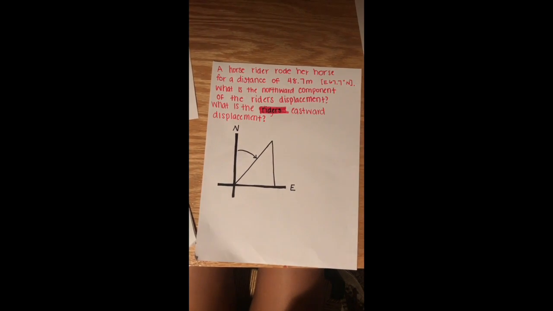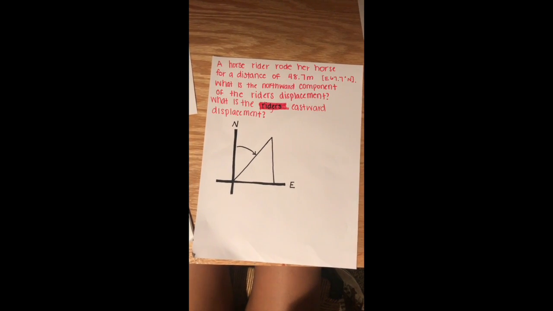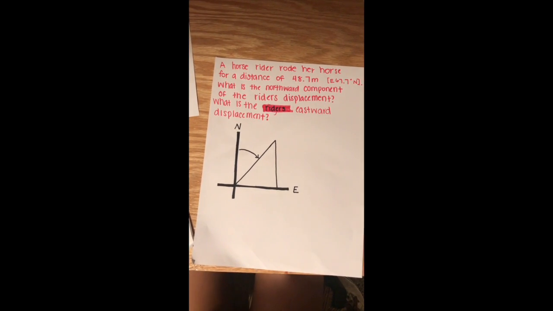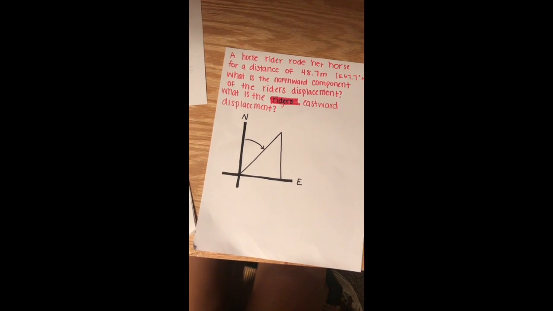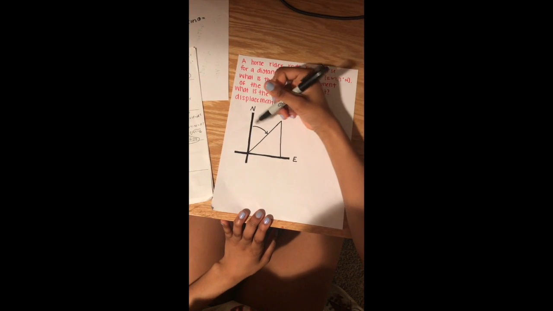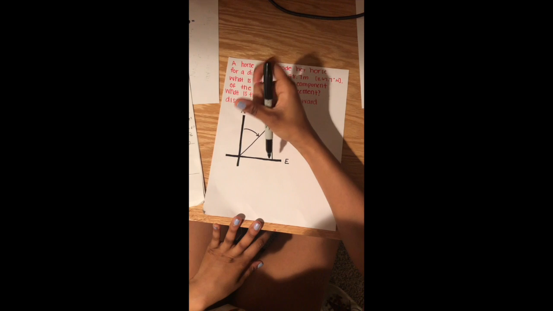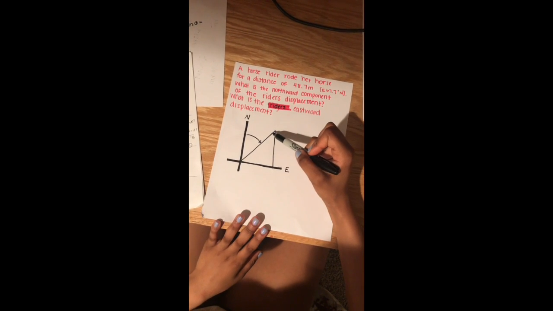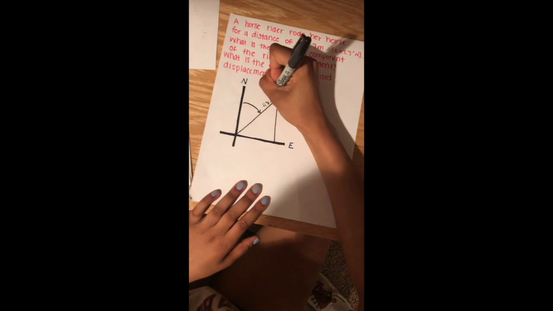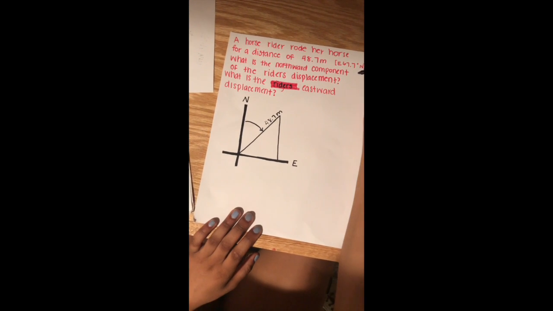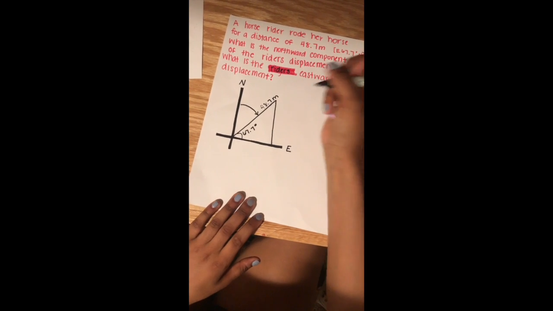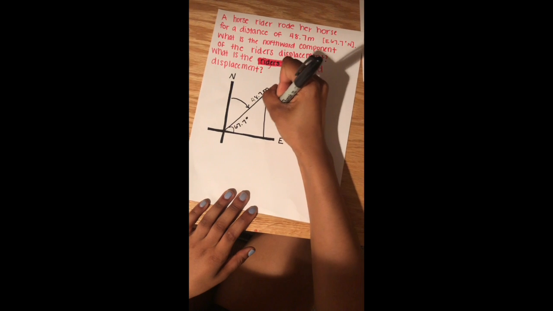Problem number 3. A horse rider rode her horse for a distance of 48.7 meters east, 67.7 degrees north. What is the northward component of the rider's displacement? What is the rider's eastward displacement? First, draw your compass. This is north and this is east, and this way is east of north. Then you draw in your triangle, and this is the way the rider rode her horse, for a distance of 48.7 meters, at an angle of 67.7 degrees.